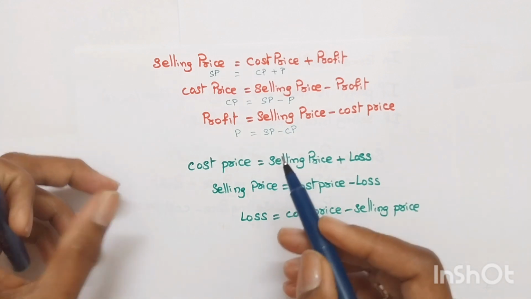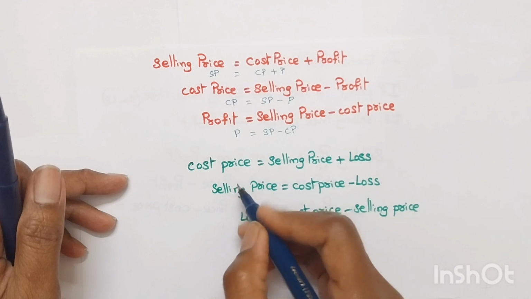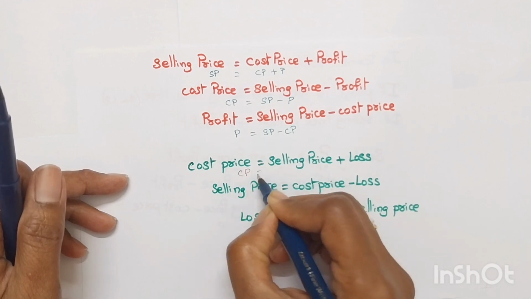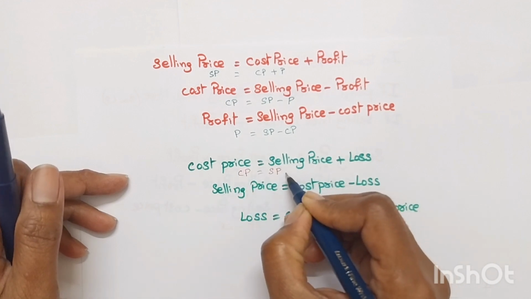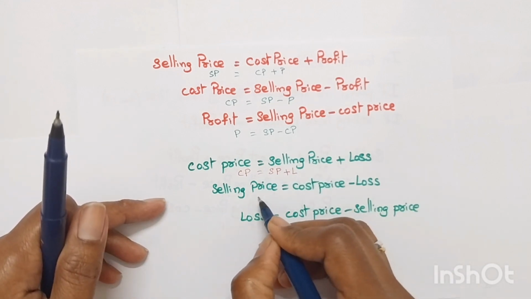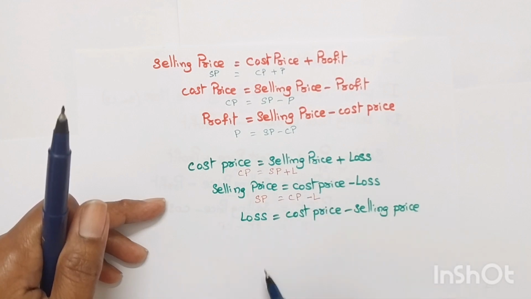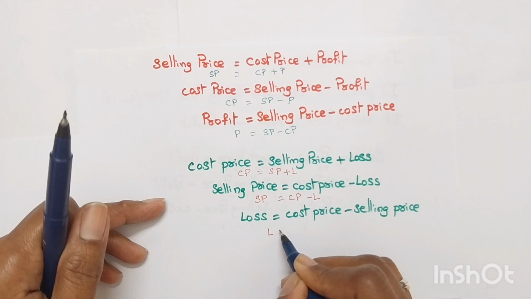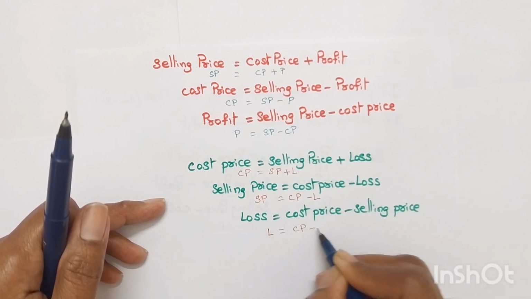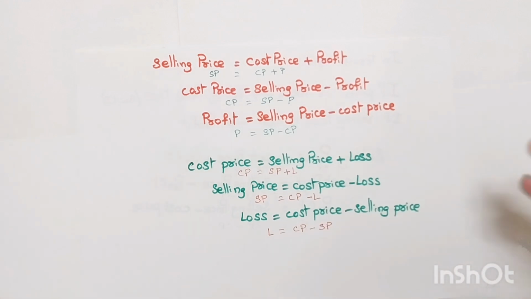Again, one remaining set. Cost price equals selling price plus loss, that is CP equals SP plus L. Selling price equals cost price minus loss, SP equals CP minus L. And loss equals cost price minus selling price, L equals CP minus SP. These are the main formulas we need to keep in mind.